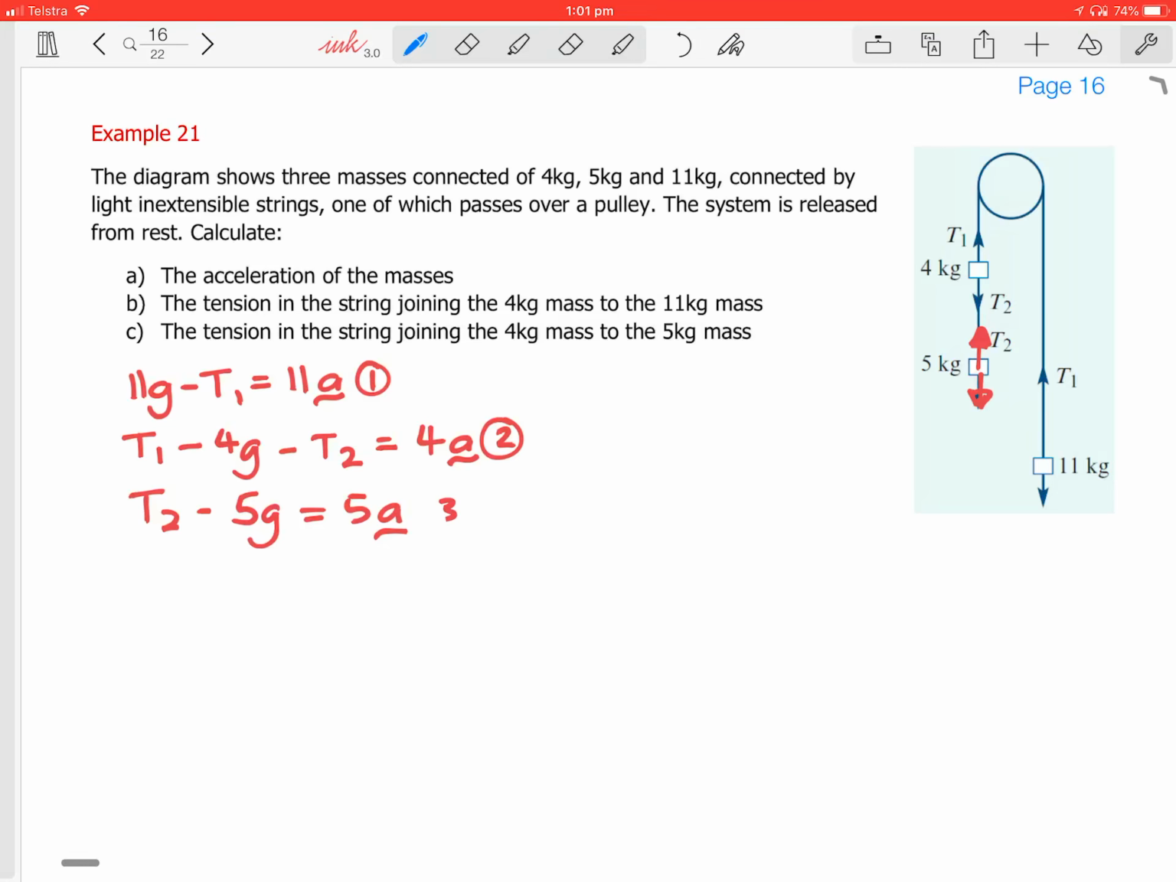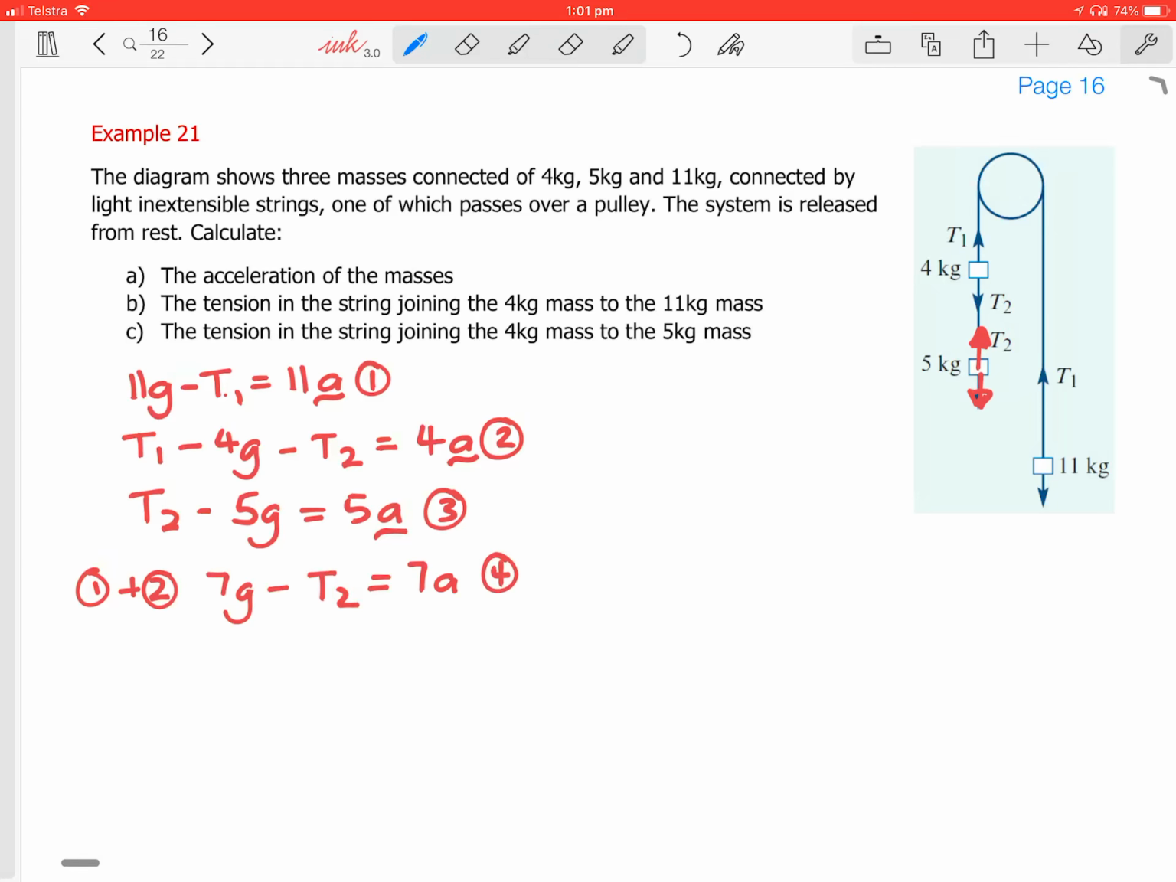We can use simultaneous equations and say, if we do 1 plus 2, what's going to happen? I think so. If I do 1 plus 2, I get 11g minus 4g, which is 7g. I've got minus T1 plus T1, which cancels. And then I've got minus T2. That equals 7a. We'll call that equation 4. So that's 1 plus 2, and I've called that 4.